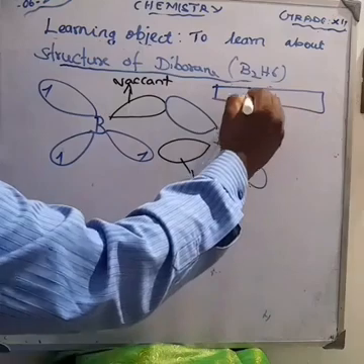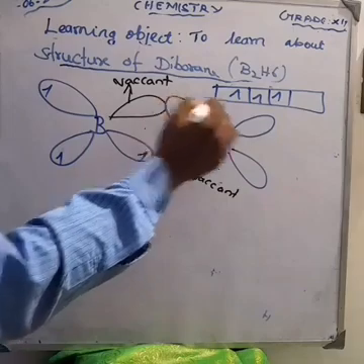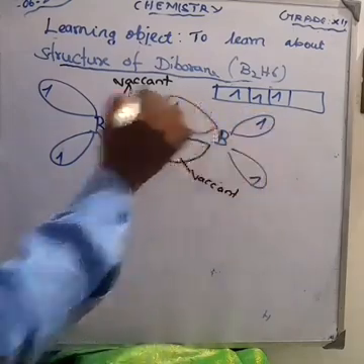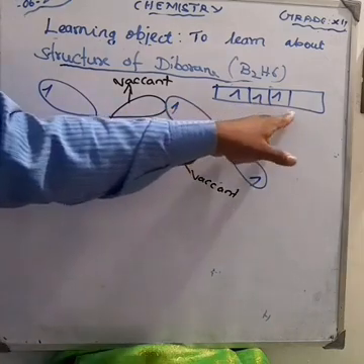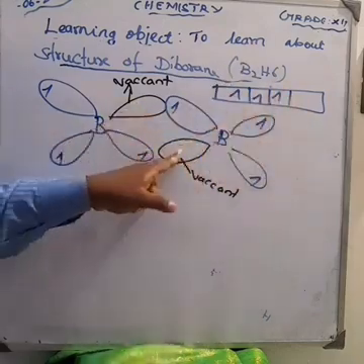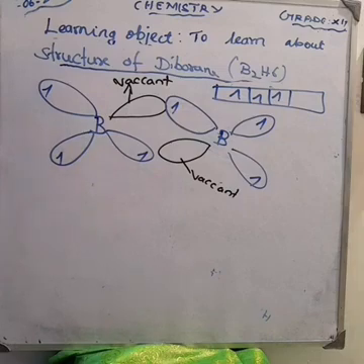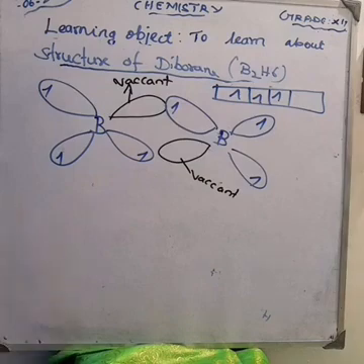These are the half-filled orbitals. So boron has 4 orbitals, 3 of them half-filled and 1 vacant. Can you understand, my dear children? Now, what is the formula of diborane? B2H6. So 6 hydrogen atoms are overlapping.